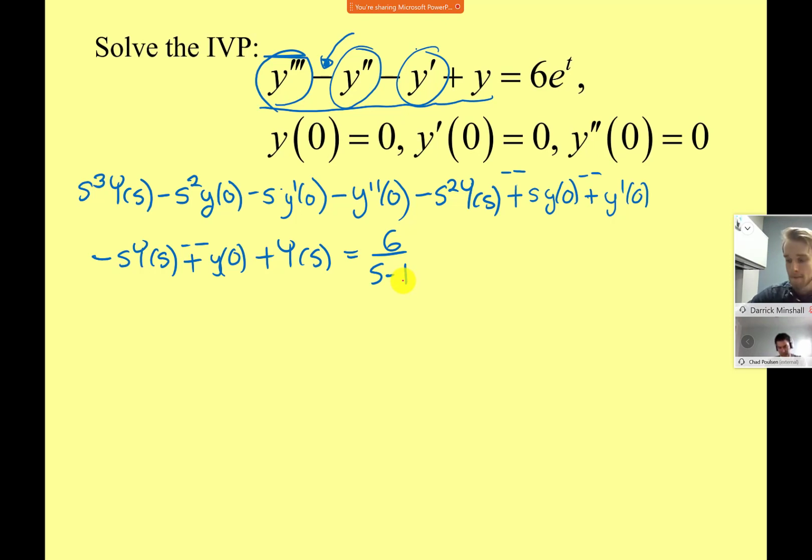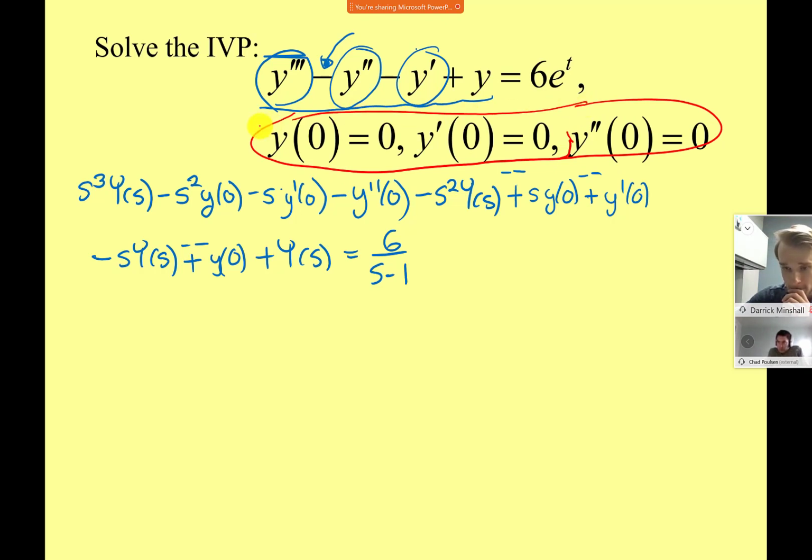Laplace transforming that exponential. Okay, one of the things I really like about this problem is these guys are all 0. Every one of these initial values at 0, everything is 0. So that's going to actually get rid of all these guys. Had you not remembered to change the signs, you would have gotten away with it here. But all of those are going to zero out because all of those initial values are 0.